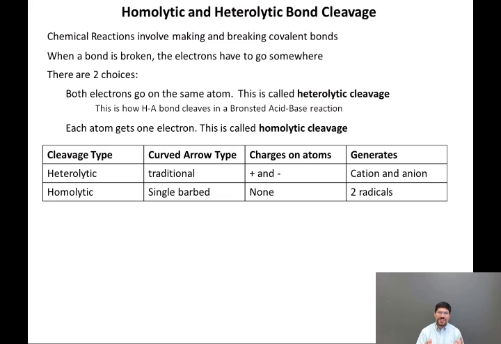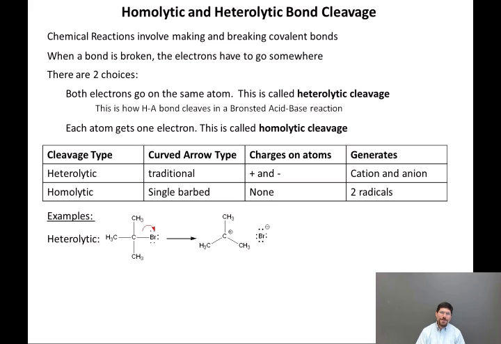So heterolytic cleavage, as we already saw in the lesson introducing curved arrows, uses what I will call a traditional curved arrow to show the movement of that pair of electrons. And the result of a heterolytic bond cleavage is that you put a positive charge on one atom and a negative charge on the other atom, which means that you are generating a cation and an anion.